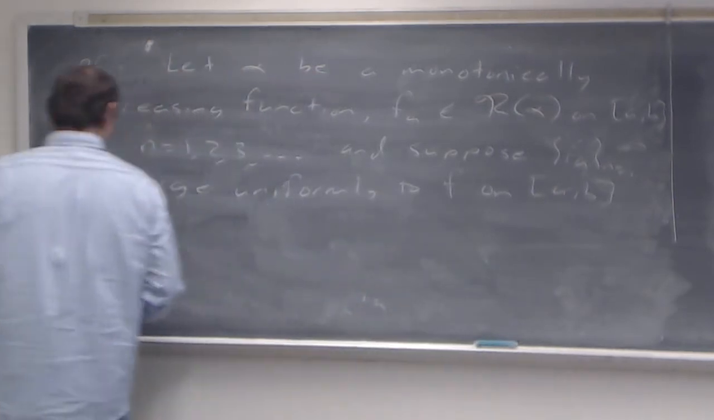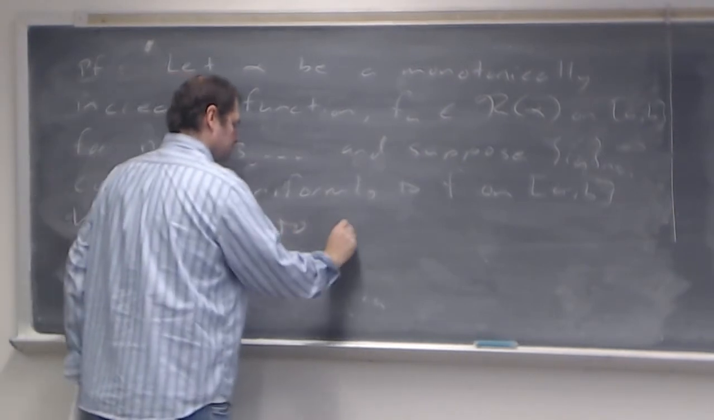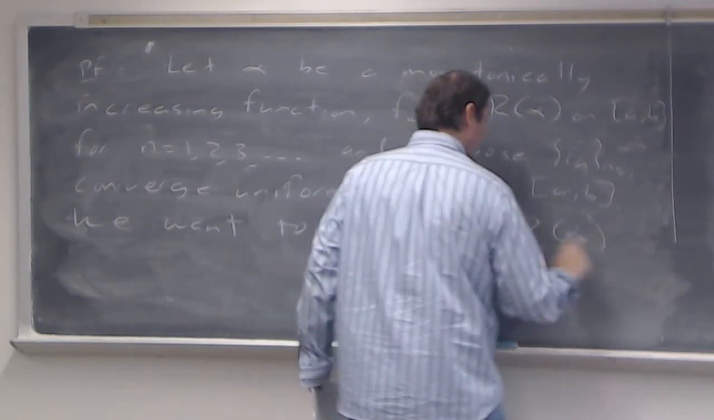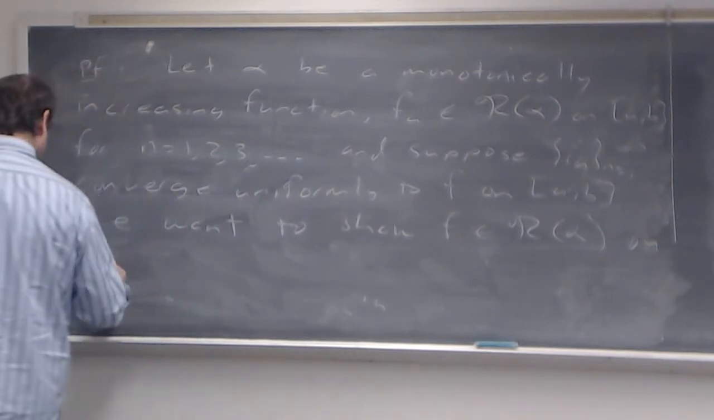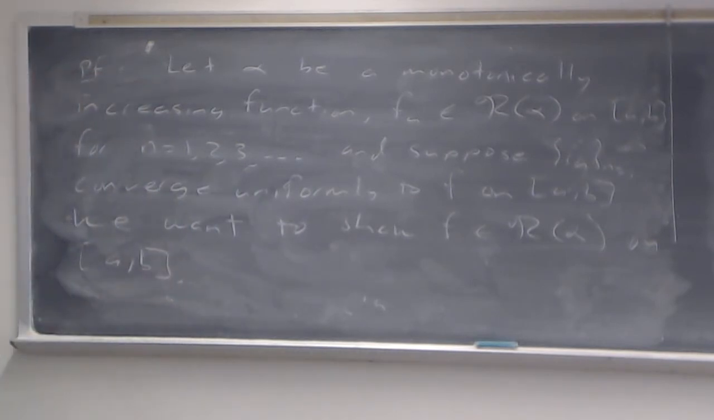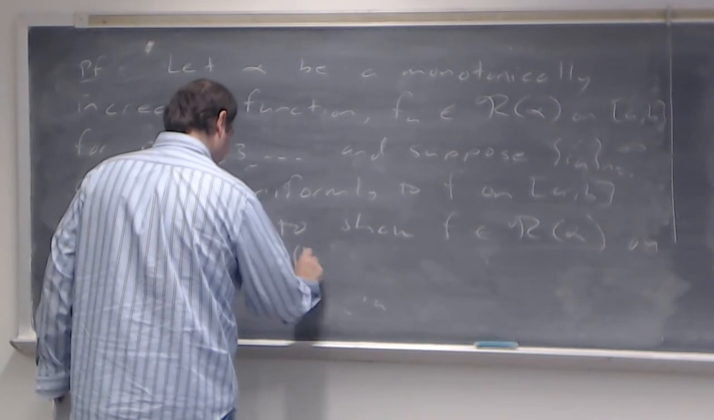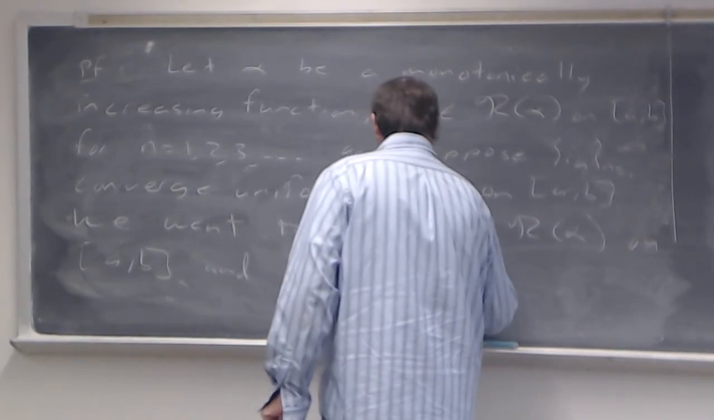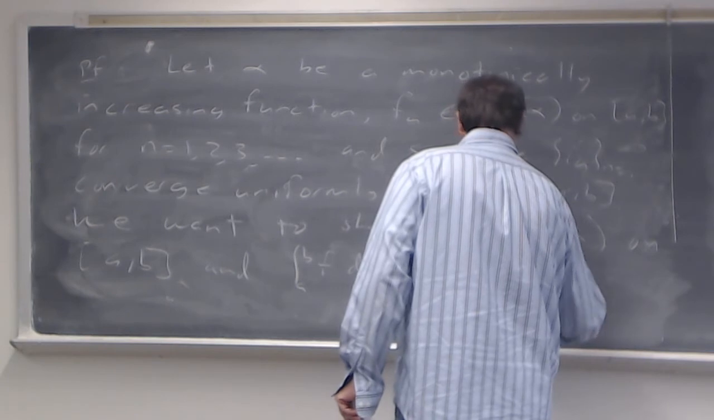Okay. The first thing we want to do is show that f is Riemann-Stieltjes integrable with respect to alpha on a to b. Not only that, but as a reminder, we also want to show that the integral of f d alpha will be equal to the limit as n goes to infinity of the integral from a to b of f sub n d alpha.